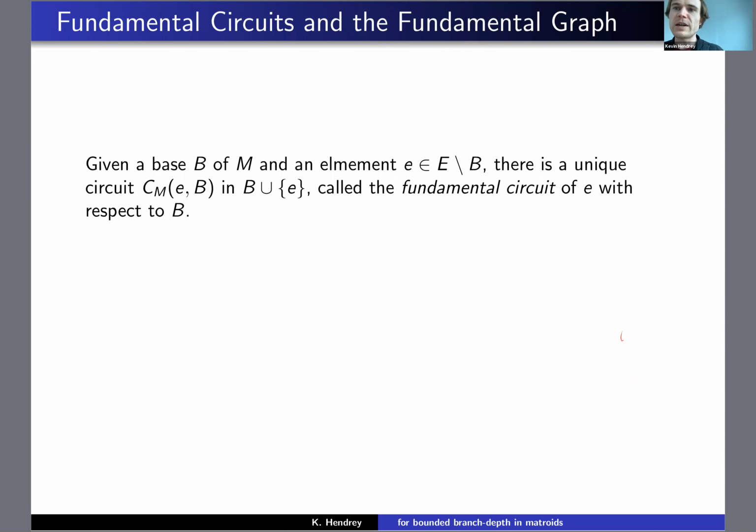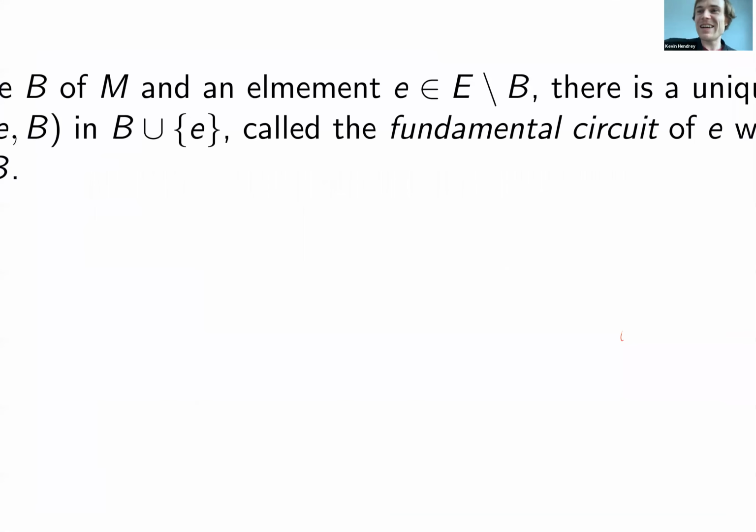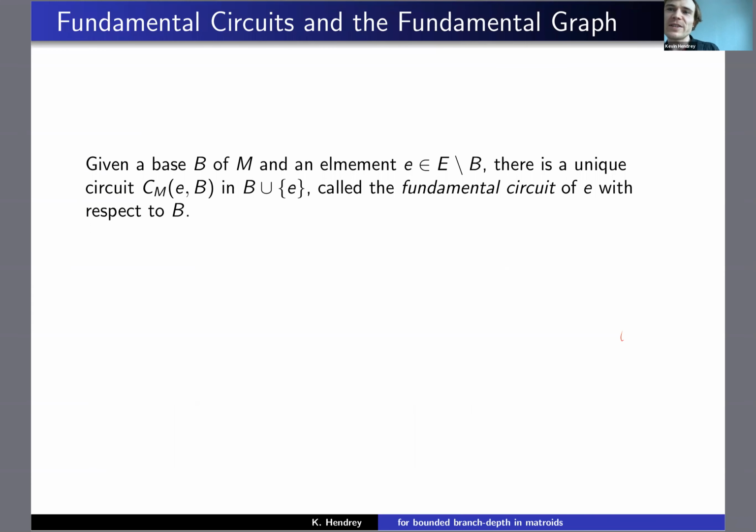Right, so I'll go on a bit of a tangent now. If you have a base of a matroid and you take an arbitrary element which is not in the base, then there's a unique circuit in the union of the base and that element. That circuit is called the fundamental circuit of e with respect to B. It's not too difficult to see that it should be unique. If you add one edge to a tree, you're always going to create exactly one cycle, for example.